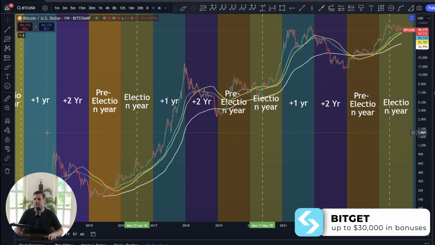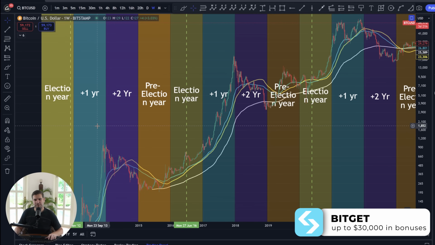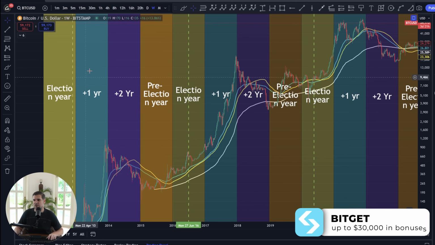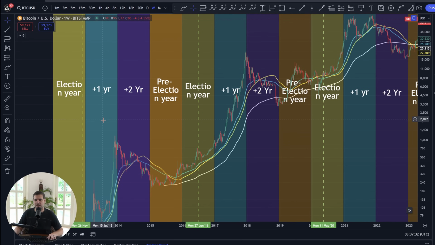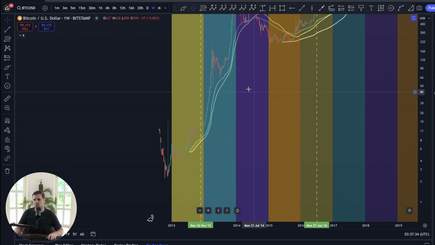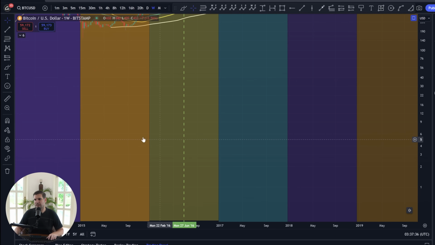But anyway, moving on away from the Bitcoin halving events, we're going to be talking about the election years. So we have election year 1, 2, 3, and then election year again, and so forth. So over on the far left-hand side, I'm just going to pull it over here. We have 2012. This is the 2012 election, okay?